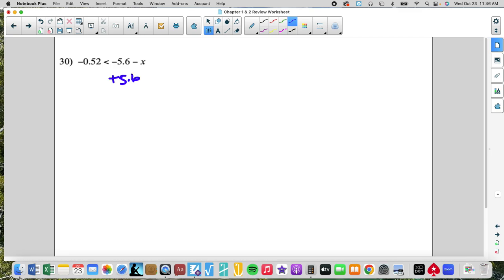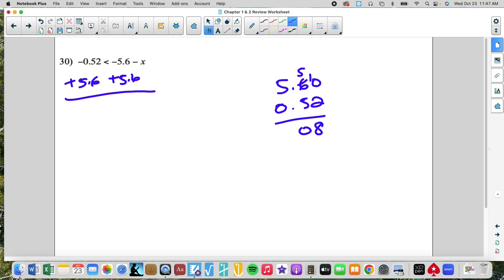I'm going to move the constants. My signs are different, 5.6 and 0.52. I'm going to borrow. That's 8, that's 0, 5.08. So I get a positive 5.08 is less than -x. I'm going to write that in a different color. 5.08 is less than -x.